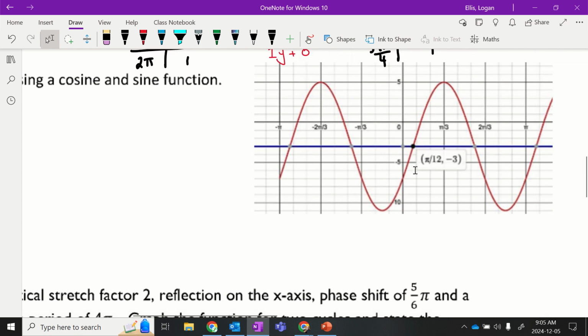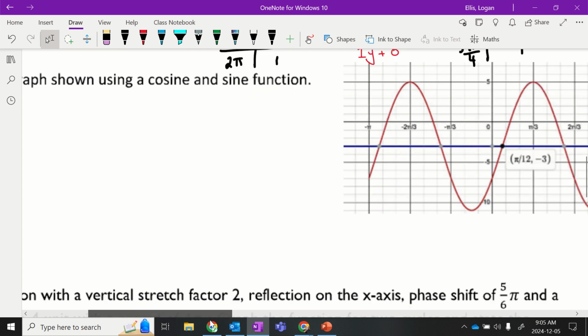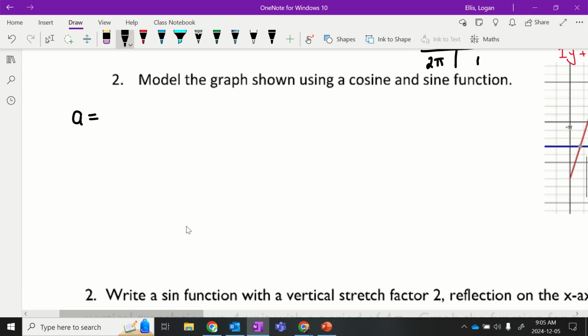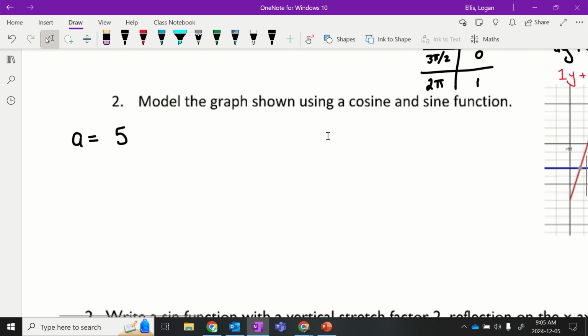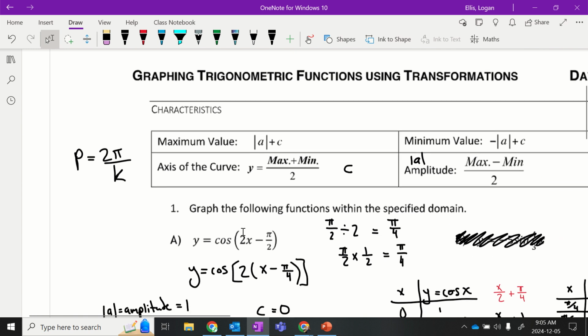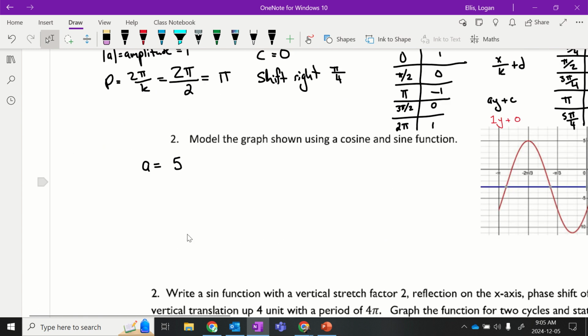Our maximum looks like it's at 5, and the minimum is at negative 11, by the looks of it. The scale is 1, so the maximum is at 5, the minimum is at negative 11. Remember, the formula for amplitude is max minus min divided by 2. So max minus negative 11, divided by 2, that's 16 divided by 2, so our amplitude is 8.